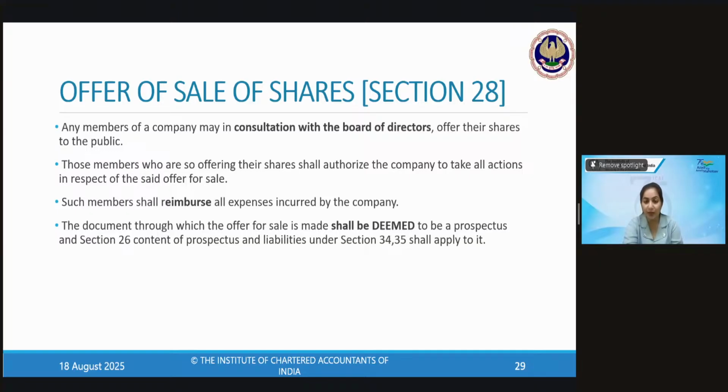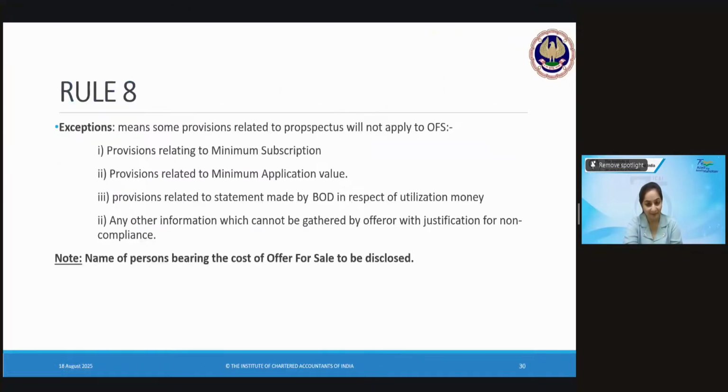Okay, Aishwarya, we are doing a quick recap of all the sections. So we will do section 33 also. Okay, Aishwarya? Yes, Miss Ria. Minimum subscription, minimum application money, and report on use of money. Okay, well done. Utilization money also, the statement which is made by board of directors.